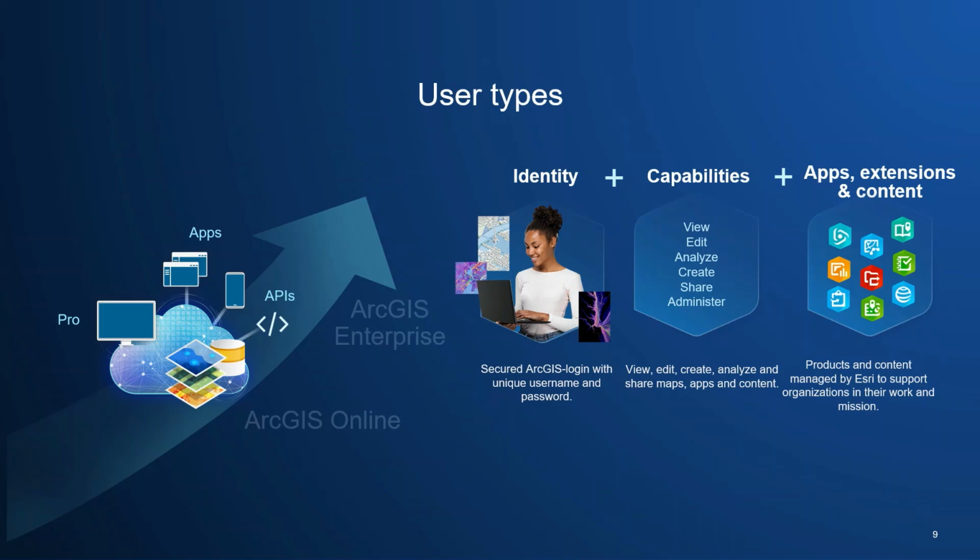Apps and extensions are products that you can use with ArcGIS Online, ArcGIS Enterprise, and ArcGIS Pro in order to extend their capabilities. The content is data managed and provided by Esri. An example of that is the Living Atlas of the World, where there are thousands of items on countless topics.